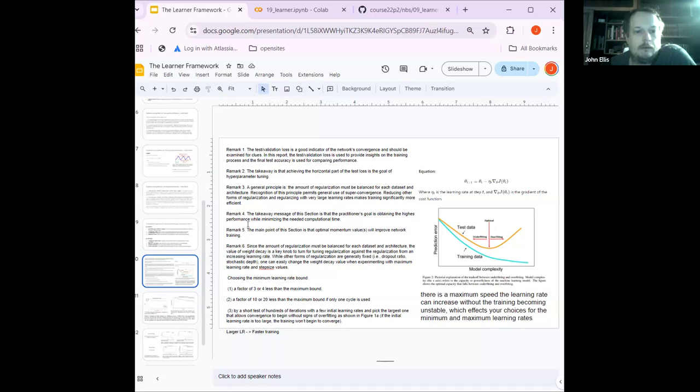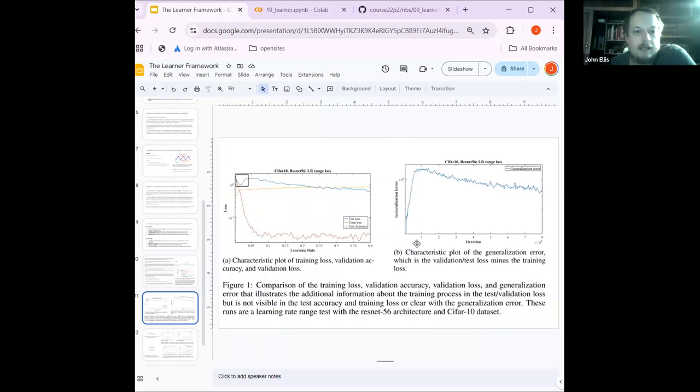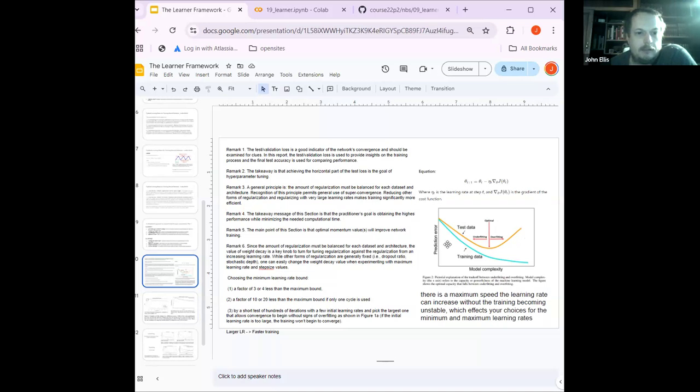So we want the highest performance while minimizing the needed computational time. And each of these remarks are directly out of the paper, just letting you know, I just grabbed them because they were a great summary of each. And then optimal momentum values will improve network training. So this is where she starts to go into that aspect of it. And the value of the weight decay.